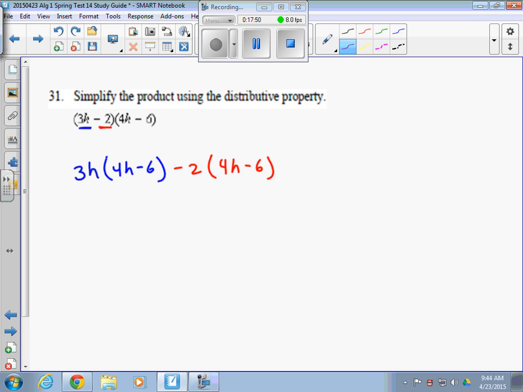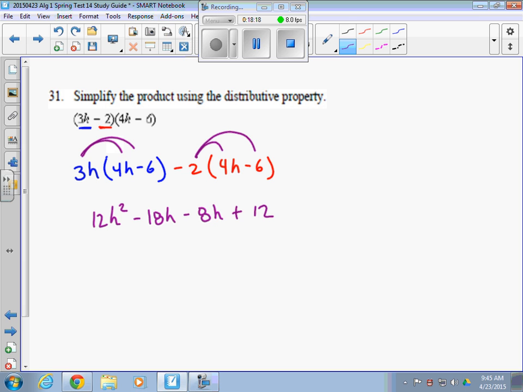All you do is distribute 3h times 4h. 3 times 4 is 12. H times h is h squared. And 3h times negative 6 is negative 18h. We're going to do the same thing with the negative 2. We're going to distribute it to the other one as well. Negative 2 times 4h is negative 8h. And negative 2 times negative 6, and a negative times a negative is a positive 12.